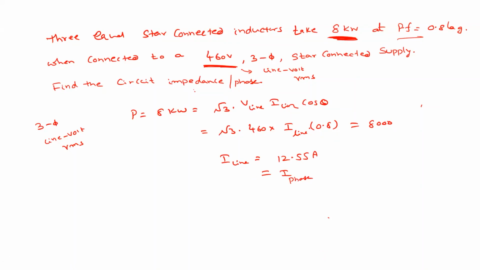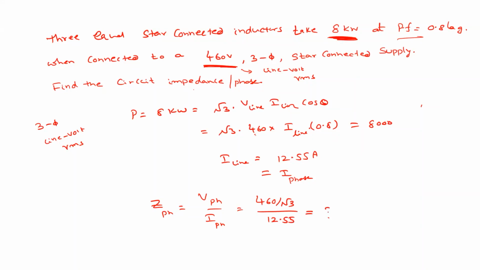The question is impedance per phase. So Z phase is V phase divided by I phase. Agree? So what is V phase here? Line voltage is 460, so V phase is 460 by root 3. And this is I phase, so I phase value is 12.55. So how much is this?